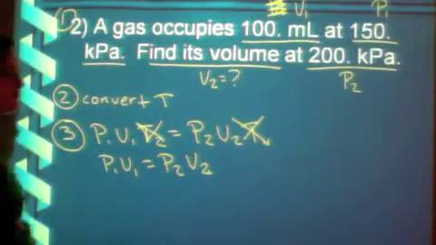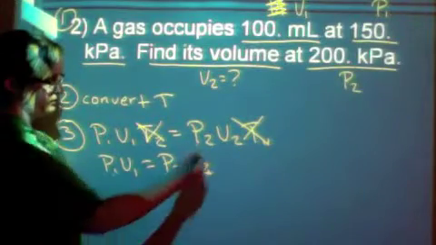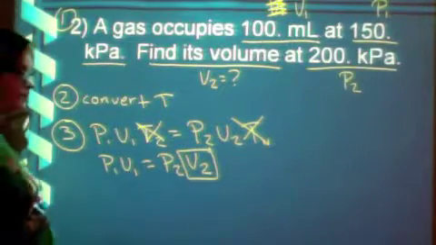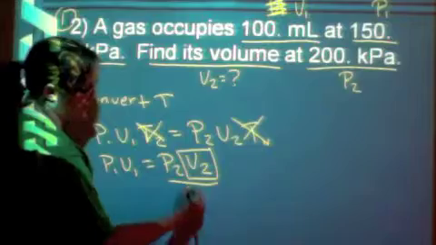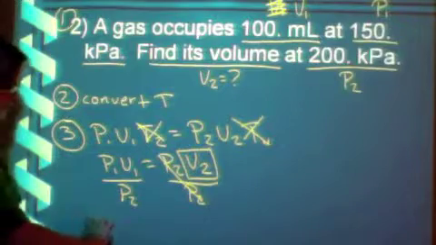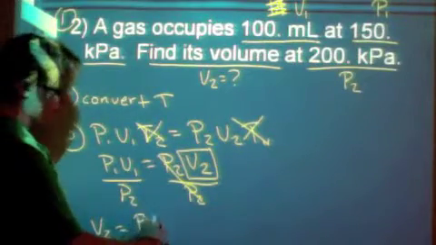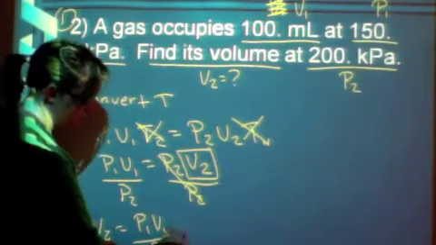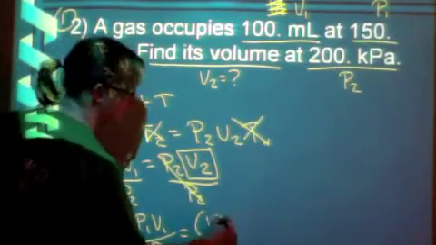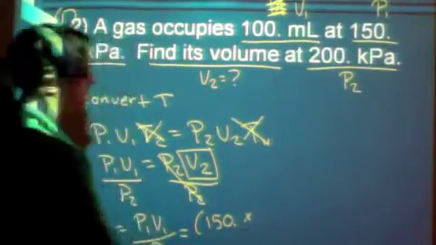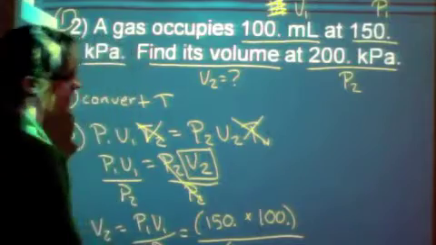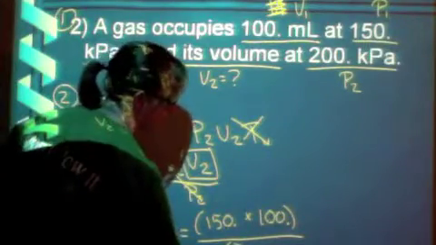In this case, we're solving for V2. So this is our unknown. How do we get V2 by itself? Divide both sides by P2. So then we get V2 equals P1 V1 over P2. P1 is 150 times V1, which is 100, divided by 200.